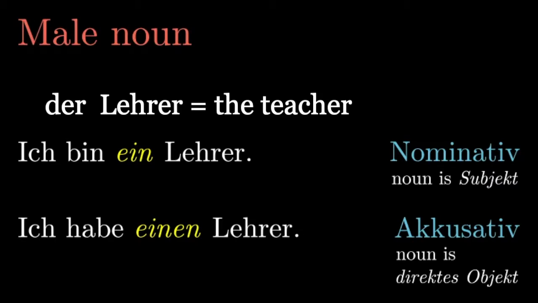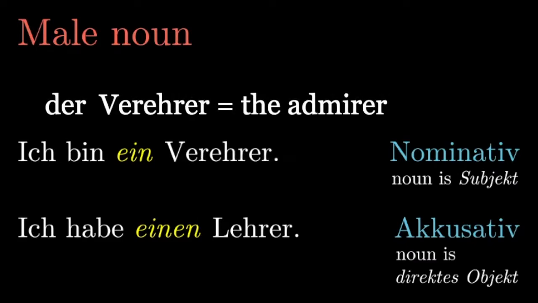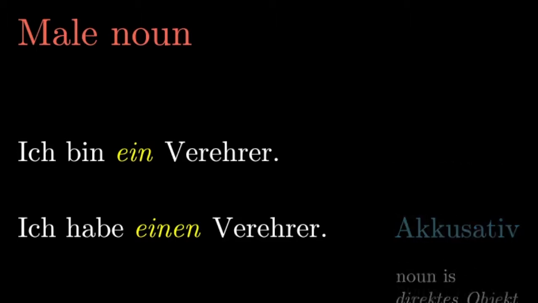And lastly, the word der Verehrer, which is the admirer. I am an admirer is, ich bin ein Verehrer. I have an admirer is, ich habe einen Verehrer. So far, so good. Now, let's look at neutral nouns.